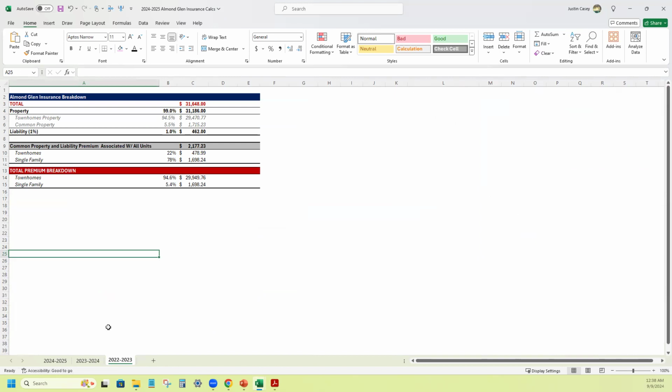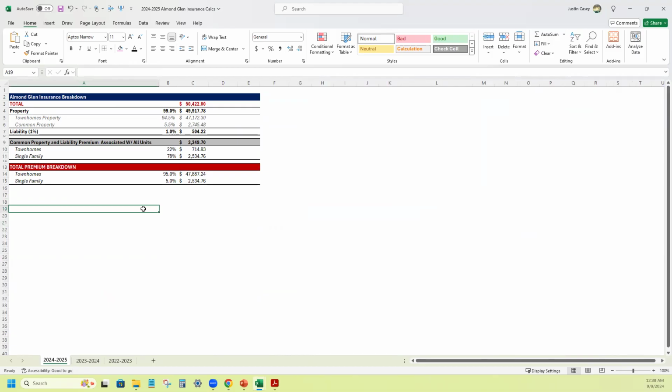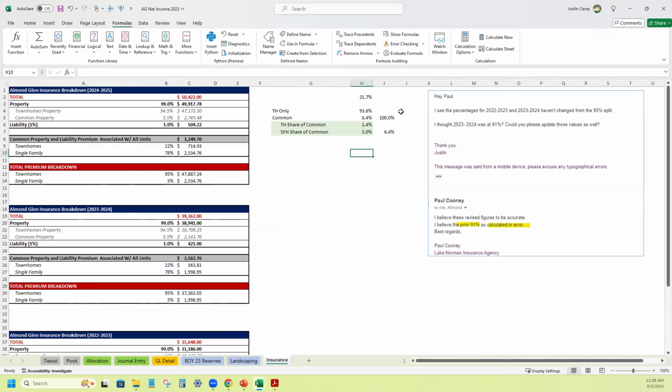And so we have a different tab for each year, and our premiums at the top: 22 to 23, 23 to 24, and 24 to 25. And the split changed pretty dramatically from the original 91%. I'll run through this because this is important. 99% of the cost is property coverage. And of that, 94.5% of the property coverage is townhome property, and 5.5% is common property.